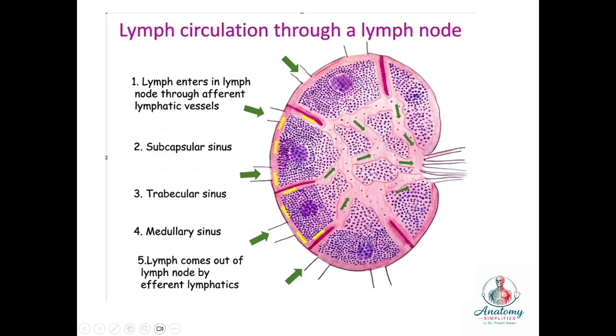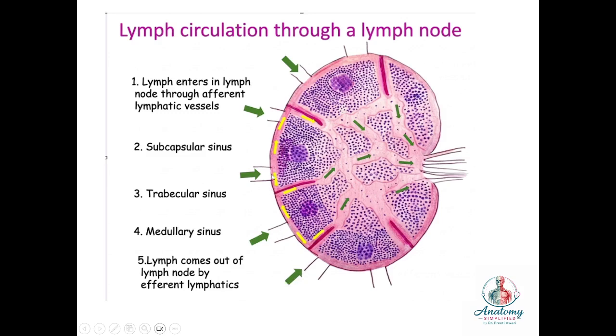Before we enter into details of the cortex and medulla, we should understand how the lymph is circulating through the lymph node. First, the lymph enters the lymph node through afferent lymphatics. From various regions, lymph is carried to the lymph node by these afferent lymphatics.